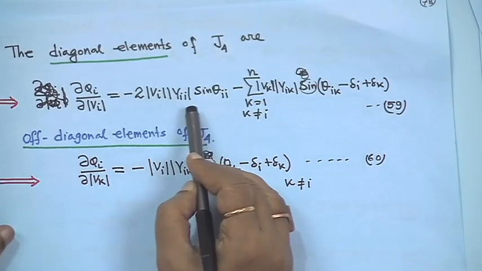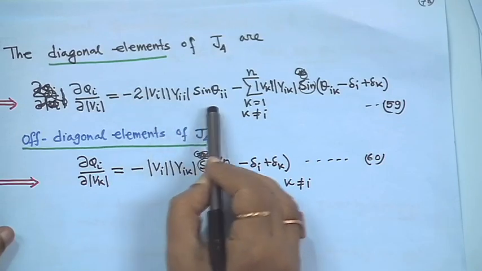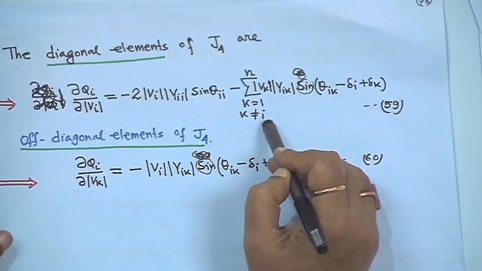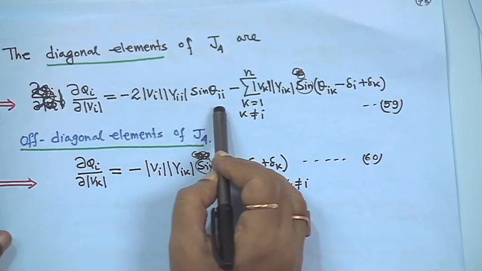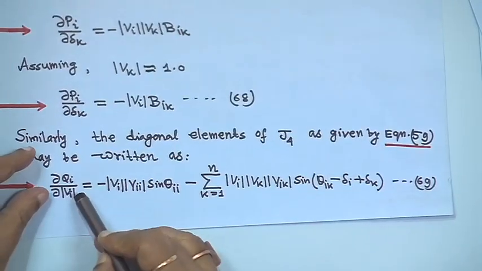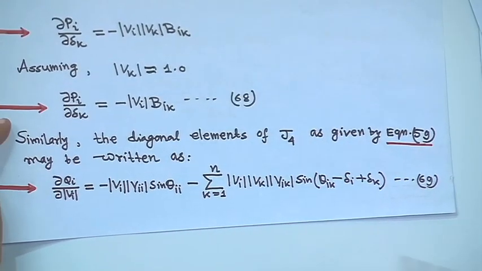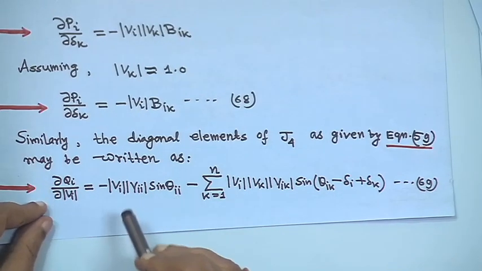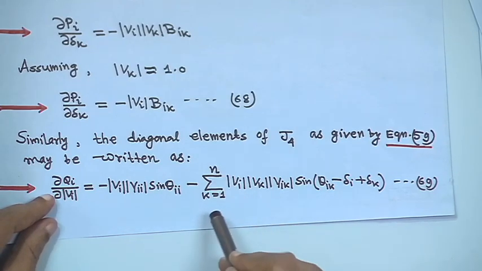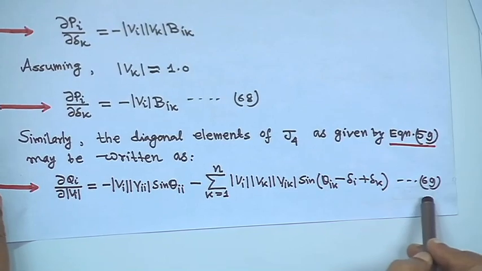Now, this is minus 2 Vi Yii sin theta ii. So, take one out. What you do is, Vi Yii sin theta ii, you put 1 inside the sigma, taking it in the summation such that k equal to i is not excluded, and another minus Vi Yii sin theta ii will be outside. Take 1 inside and 1 will be outside. That means delta Qi upon delta Vi can be written, from this equation, as minus Vi Yii sin theta ii, and another Vi Yii sin theta ii taken inside the summation, k equal to 1 to n, k not equal to i, that is Vi Vk Yik sin of theta ik minus delta i plus delta k. This is equation 69.